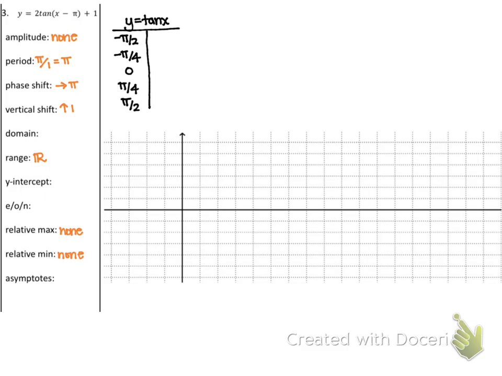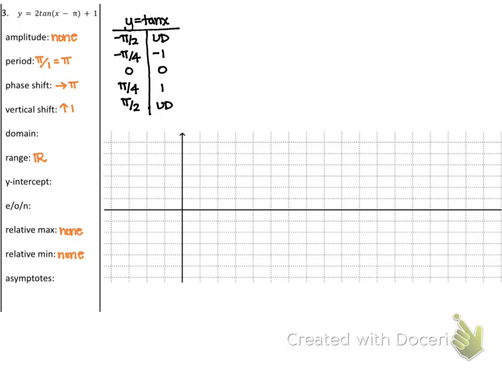So if you're looking for the parent points of tangent, these are the ones that we're always going to do. Okay, so tangent of negative pi over 2, well, that's at the very bottom. This guy's undefined. Tangent of negative pi over 4 is tangent in the fourth quadrant. That's -1. Tangent of 0 is 0. Tangent of pi over 4, that's first quadrant tangent. That's 1. And then tangent of pi over 2 is undefined.